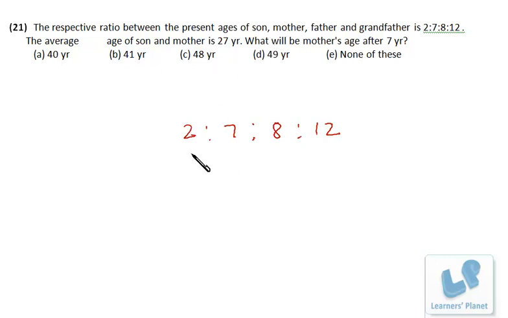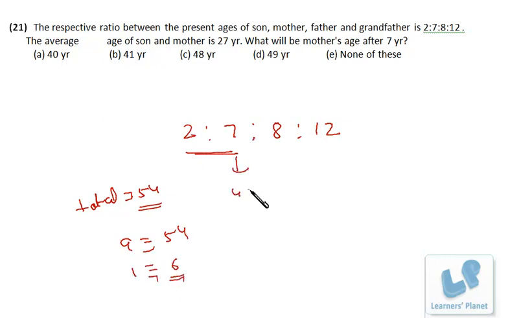Now son and mother, that is 2 is to 7, right? And average age is 27, that means the total age is 27 into 2, 54, right? You need not write, I'm just writing for you only. Total age is 54 and this total is shown over here as 9, right? That means 9 is 54, so if 9 is 54, that means 1 is what? 6. That means 7 is what? 42. So that means the present age of mother is 42. So after 7 years it will be 49, right? As simple as that.